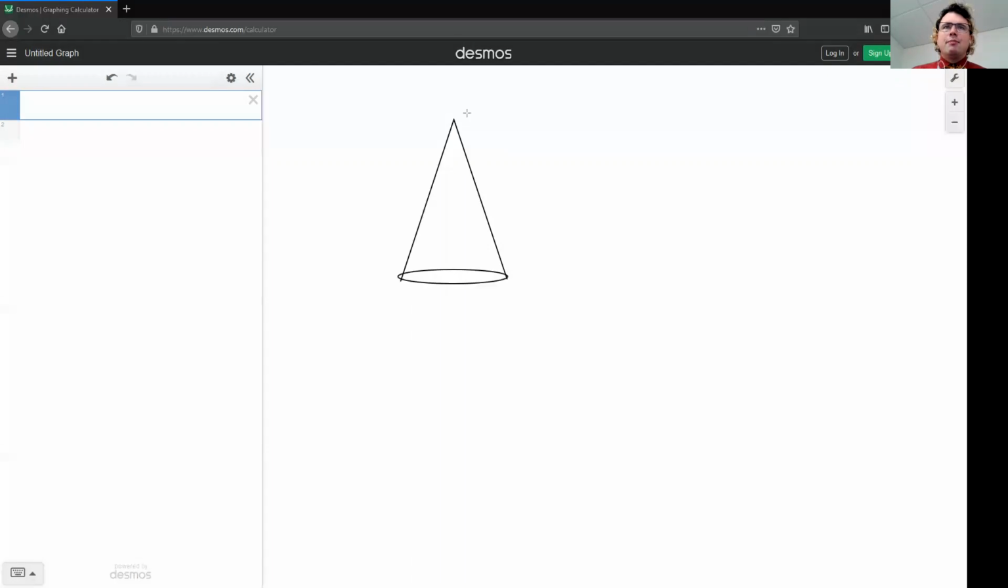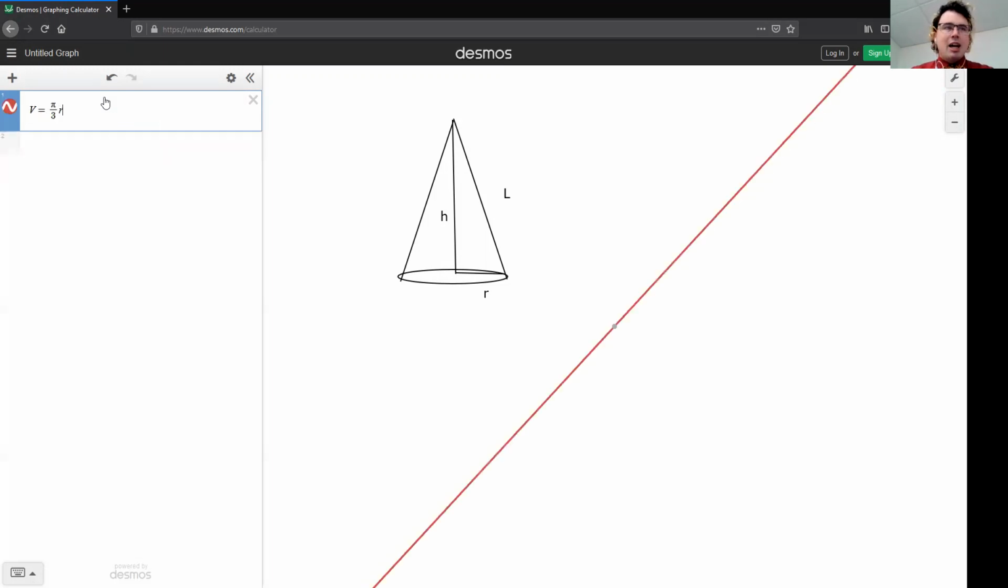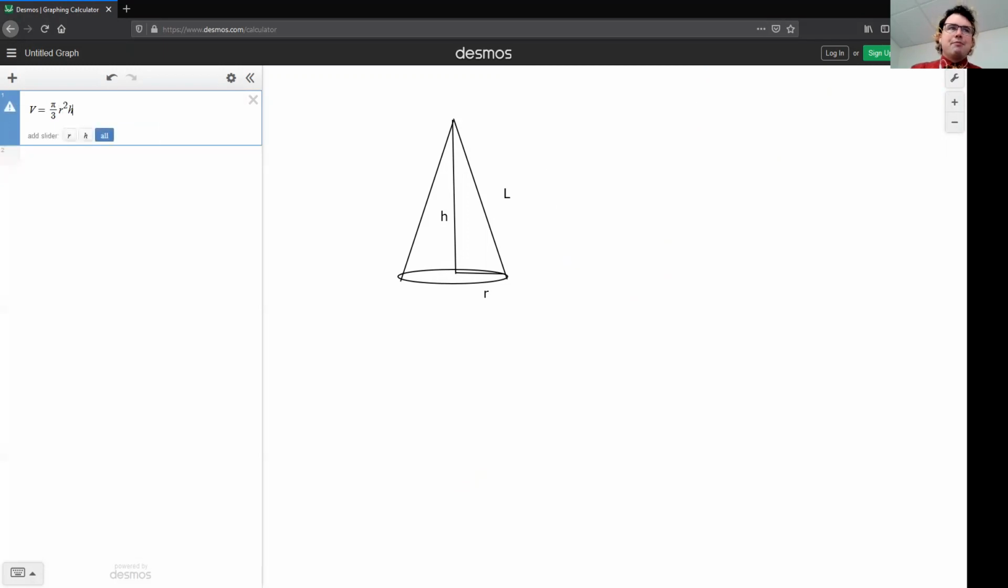right-angled cone. Let's say that the height of this object is h, the radius of this is r, and the side length is L. So just like in this picture here. And then I gave the formulas for both the volume and the surface area. So the volume of this shape is equal to pi divided by 3 times r squared times h.